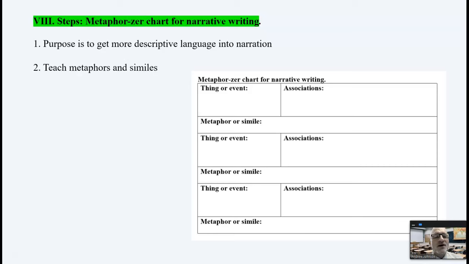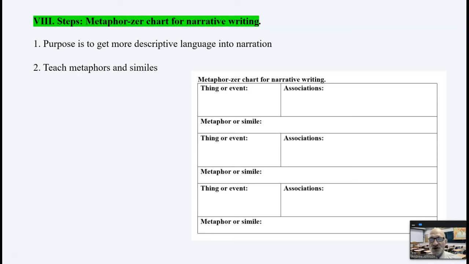Or the Visor chart for narrative writing. I made that word up, by the way. The purpose is to get more descriptive language into the narration. We're working at the sentence level. You're teaching about metaphors and similes. You have the thing or event from the story, and then you just begin to list associations. What does it remind you of? What is it like? You use one of these to create a metaphor or simile, and then you go back into your draft or your vision, and you begin to add those.